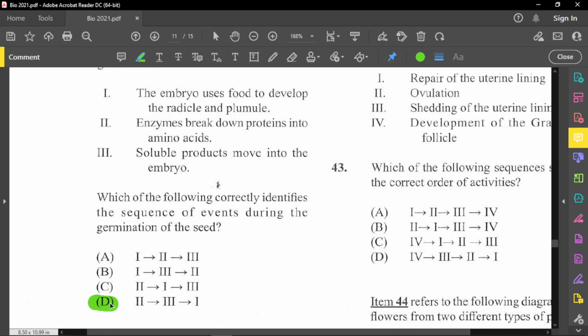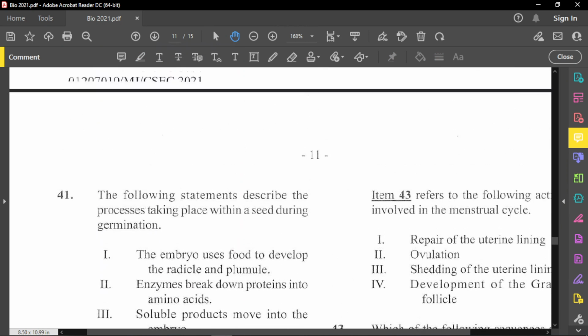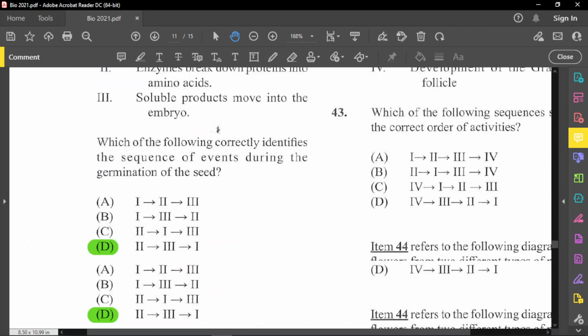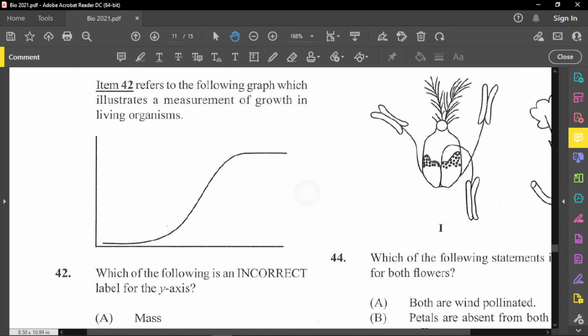So this will be our option D. All right, let's go to 42 now. Where is it? 42 is at the bottom of the page.